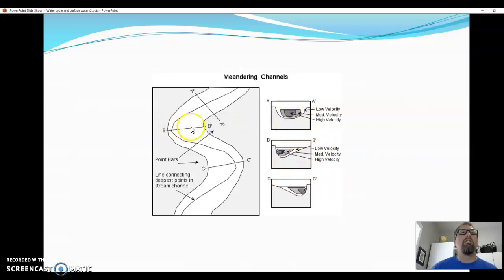So B to B prime, you can see that B is the outside of that turn and B prime is the inside. The water is moving fastest on the outside of the turn, and we would have deposition at the low velocity on the inside, which in this case is B prime. The opposite here at C: C is the inside of the turn, C prime is the outside, so basically a reversal of what we saw above.